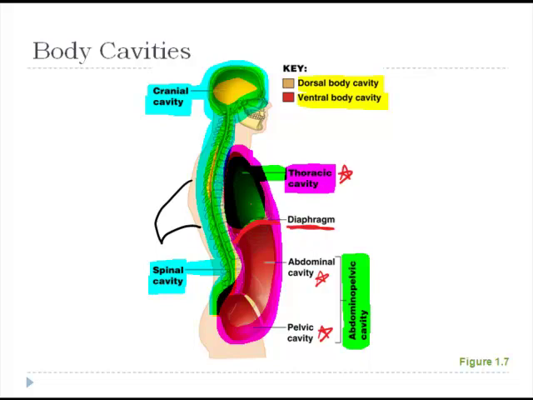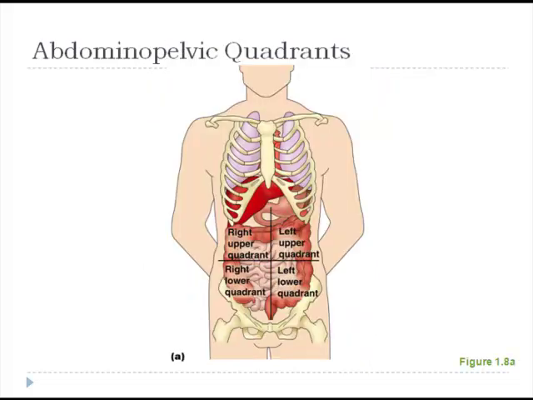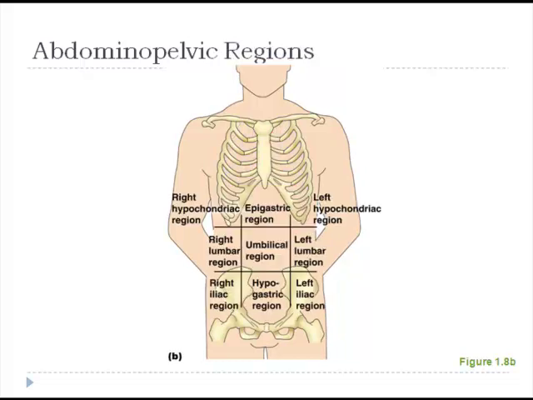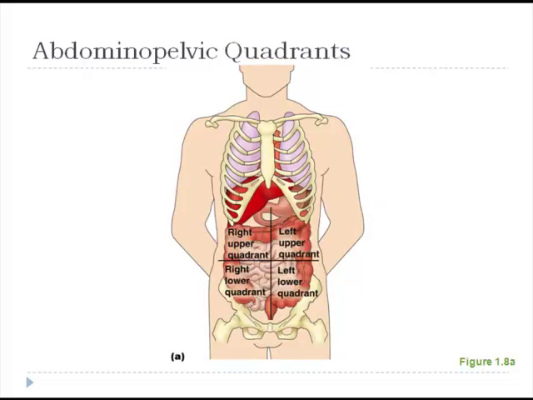Last of all, just let me point out that the abdominal pelvic cavity can further be split up into either quadrants, which is one way that it is split up, or also regions. In this case, in the regions, there are nine different regions that are used to refer to different parts of the abdominal pelvic region. Because it's such a large cavity, there's a lot of organs there. Doctors will either use these regions or these quadrants to talk about it.